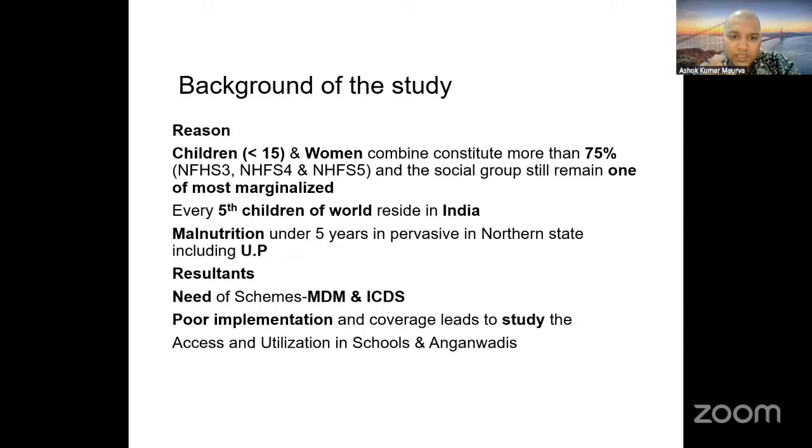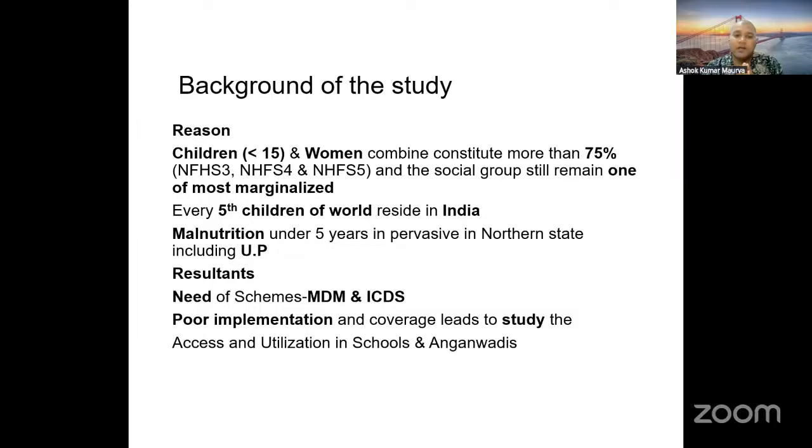Now, why did this study become important? These are the reasons. Children below 15 and women combined make up more than 75% of the population. If we see the NFHS data, NFHS 3, 4, and 5, continuously in all three surveys, children and women constitute around 75% of the population. So it becomes necessary to study them. And if you cross-section with social group, they become one of the most marginalized groups to study.